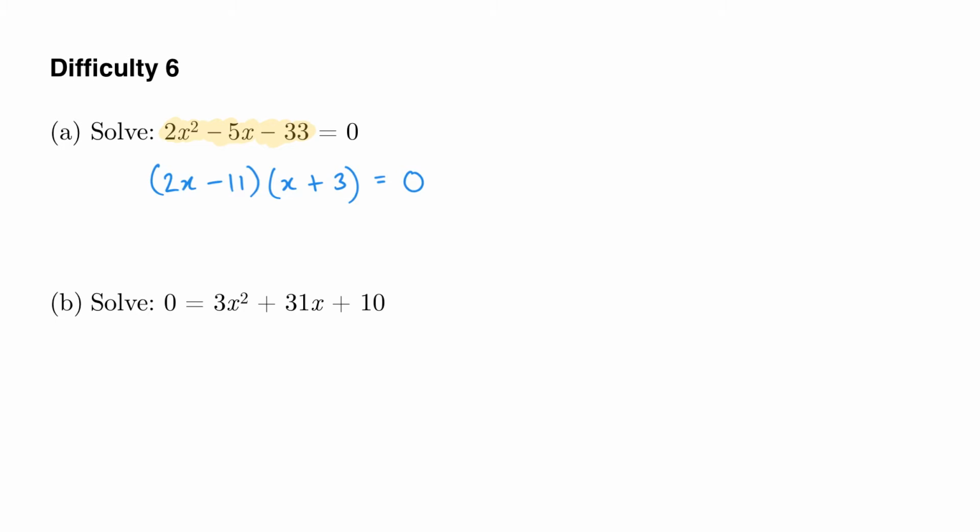So let's just highlight exactly what's going on here. We've got either 2x minus 11 equals 0 or x plus 3 equals 0. And we use those to generate our solutions. Let's start with the easy one. If x plus 3 is 0, that means x is negative 3. So that's one of the two solutions to this equation.